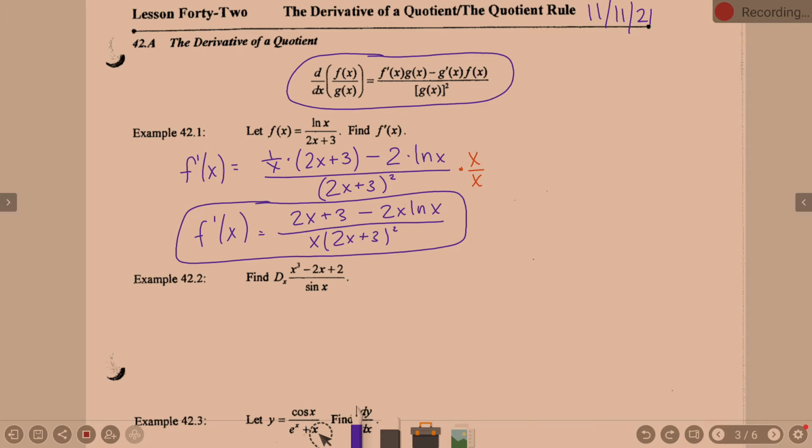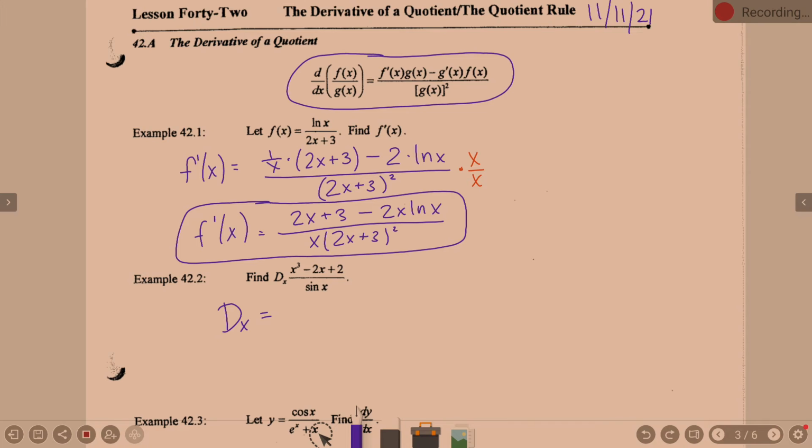Okay, example 2. Find d of x. I don't know if you guys remember from the beginning of the year, but that is not a common way, but that is a way to represent derivative. So this is saying find the derivative with respect to x of x cubed minus 2x plus 2 over sine x. See if I can do a little better this time. Okay, so where are we starting?